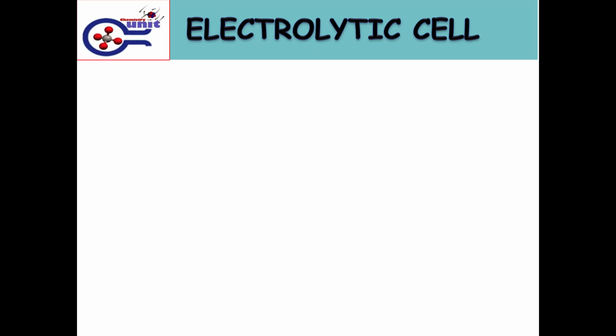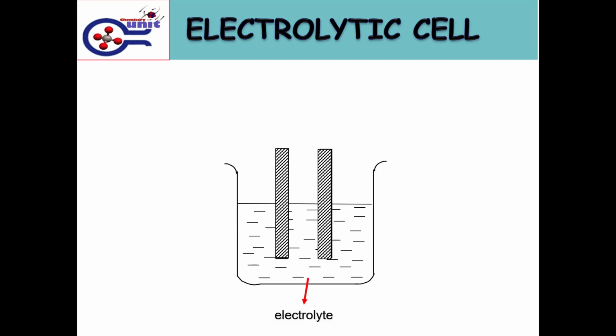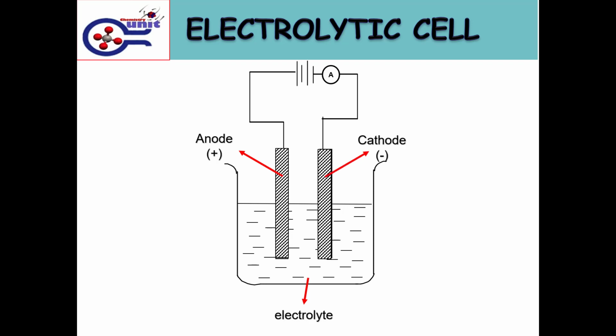The setup of an electrolytic cell is as in this diagram. An electrolytic cell consists of two electrodes that are immersed in an electrolyte. Both electrodes are then connected to a power supply. The positive electrode is known as the anode, while the negative electrode is known as the cathode. The electrolyte consists of freely moving positive and negative ions. The negative ion is attracted to the anode, while the positive ion is attracted to the cathode.